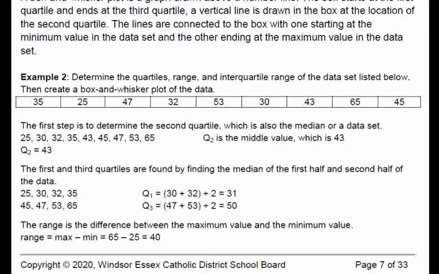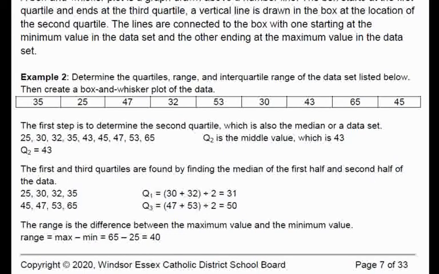So our first step is to order the data and find the second quartile, which is the median. Now I said the mean earlier, but the median is 43. So Q2 equals 43. Now from 43, we can take the first half of the data, which is just the 25, the 30, the 32, and the 35, and find the median of that data. We'd get that to be 31.